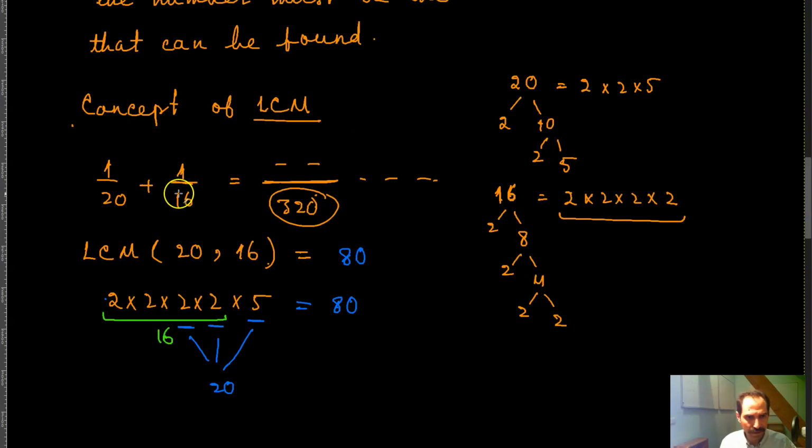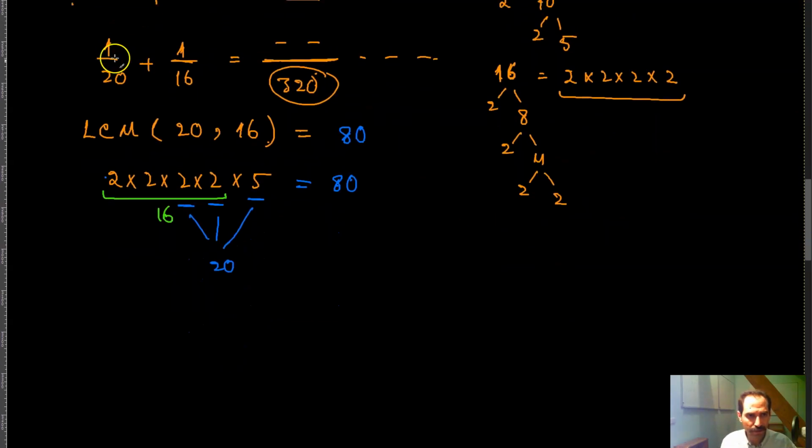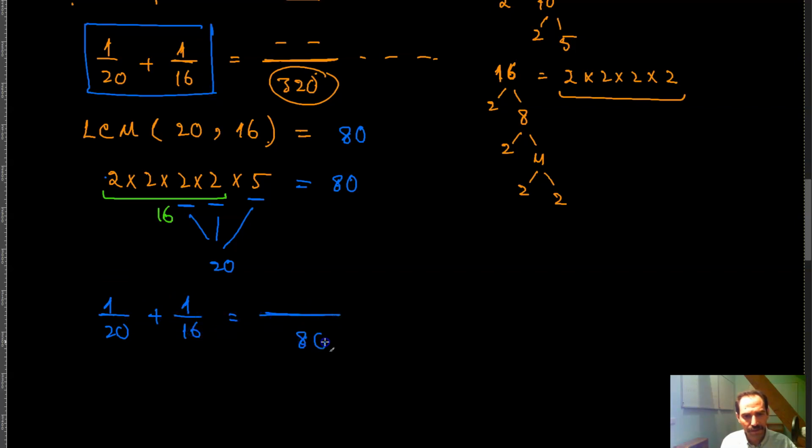So now I can simply write this calculation as 1 divided by 20 plus 1 divided by 16 is the same thing as, and I write the denominator as 80. 80 divided by 20 is 4, and 80 divided by 16 is equal to 5, because 5 times 16 is 50 and 30, 80. So that's 9 divided by 80, which is the number that we had before, right?